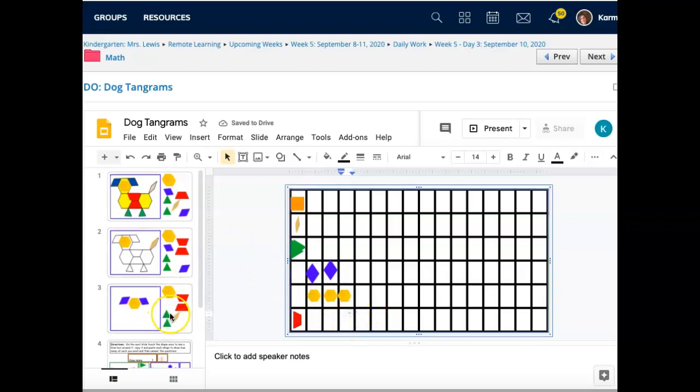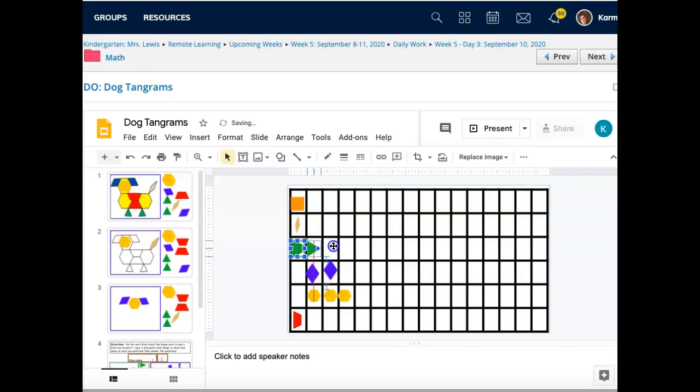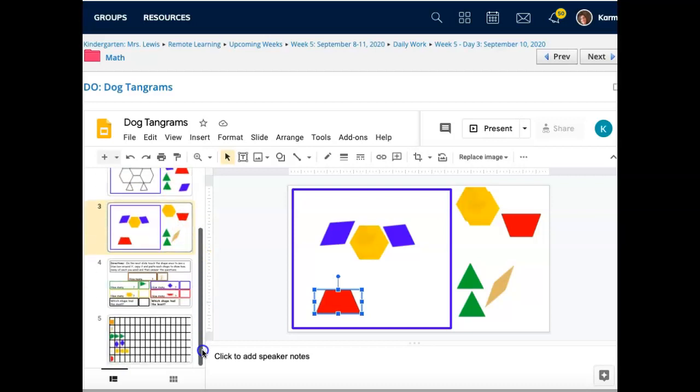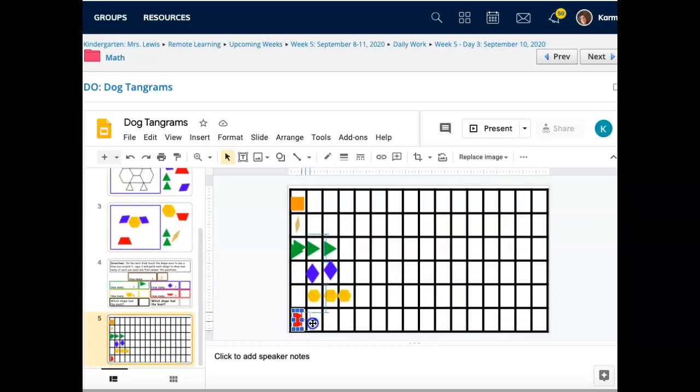Excellent. Let's see how many triangles we need. One, two. All right. One, two. Exciting. I don't see any squares to make a dog. How about trapezoids? Trapezoid is this red shape here. It looks kind of like a triangle that had one of its angles or vertices cut off. How many do we have in the dog? One, two. Okay, let's go down to our graph again.